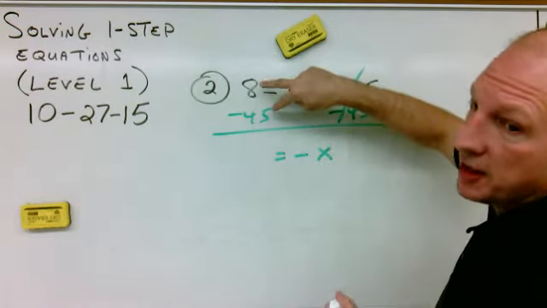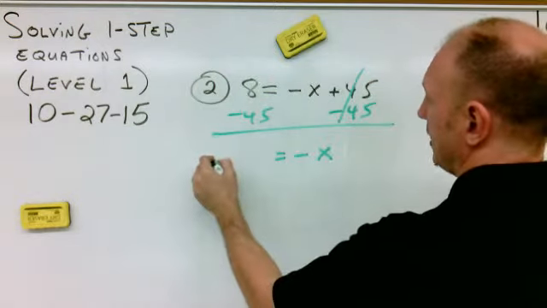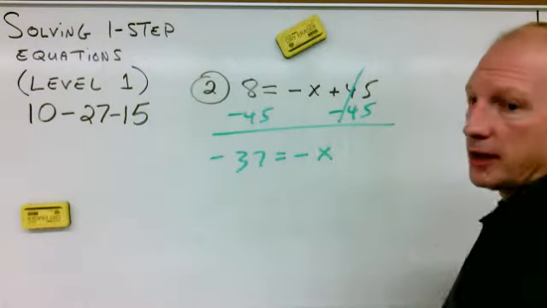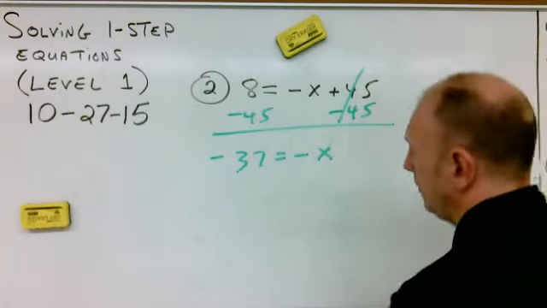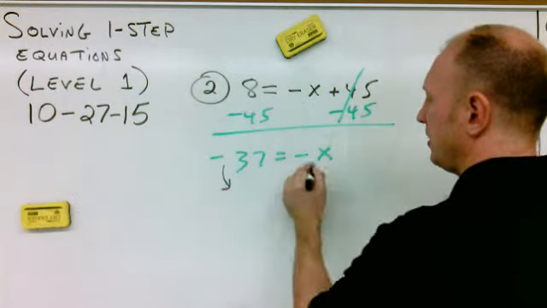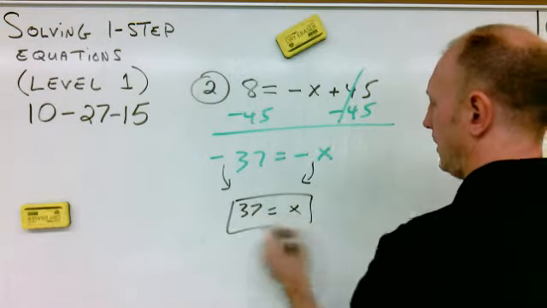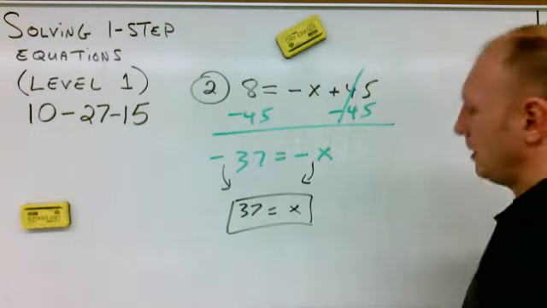When the signs are different, I subtract and take the sign of the larger. So sign of the larger, subtract. I use my change rule. Change the sign. 37 equals x. Okay, number 3.